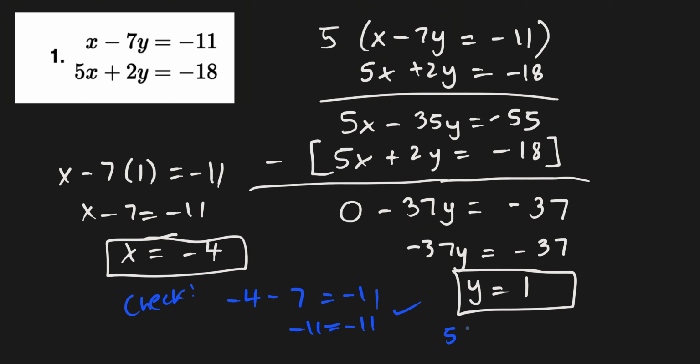So 5 times negative 4, plus 2 times 1 is just 2, is equal to minus 18. This is negative 20 plus 2 is equal to minus 18. This is true. Minus 18 is equal to minus 18. This is always going to be true. And so these are our solutions, and these work.